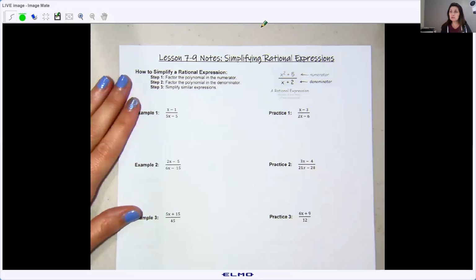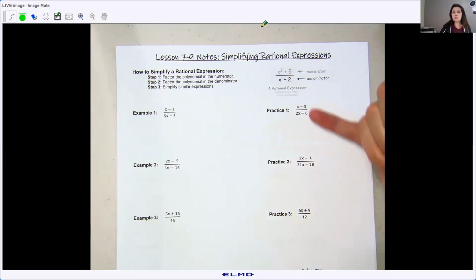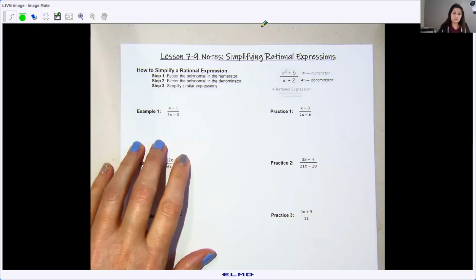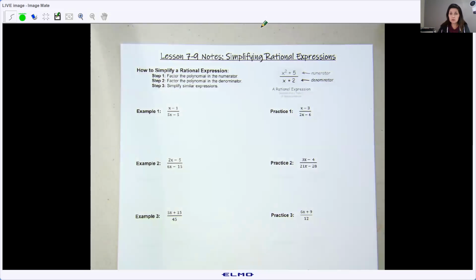We are going to take notes on this. We will be doing the example problems together, and then you will be doing the practice problems on your own. My suggestion would be that after I do example number 1, you pause the video and you do practice 1. I will not be doing the practice problems on the video, so you can't check your answer there.